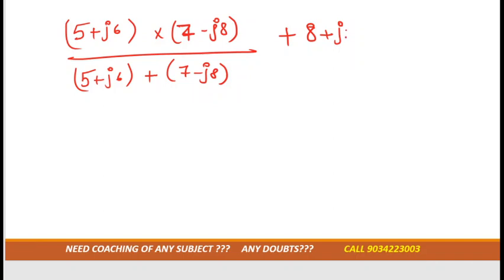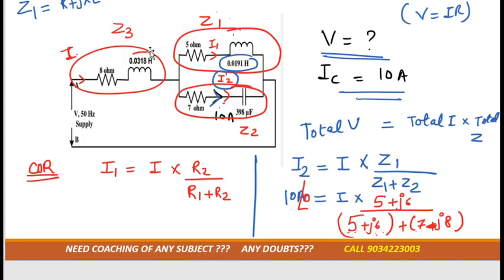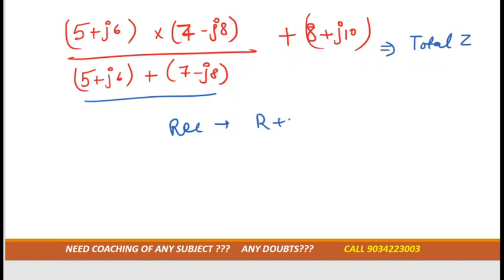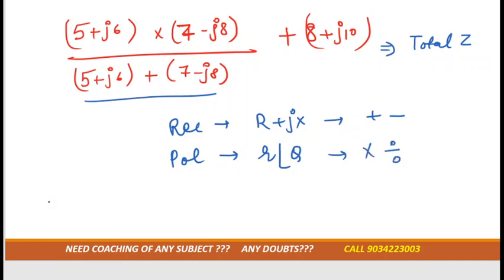Z3 was 8 plus j10. I didn't calculate it, but you need to calculate it; if you convert it, then you will get Z in the form of R plus jX. Clear? This is how we get the total impedance. Again, for rectangular we need addition form. Rectangular is which form? R plus jX, and we can do addition and subtraction. For multiplication there should be polar form. Polar form is in the form of R and angle. We can do multiplication and division there, right?